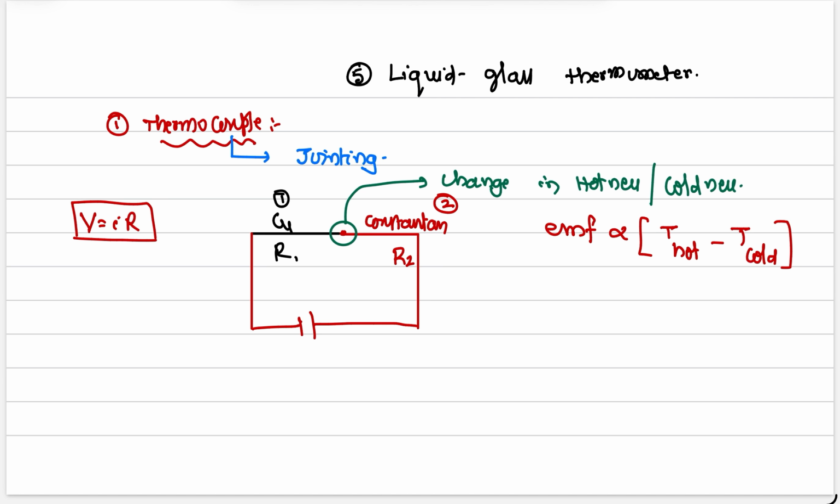This is the principle used in this thermocouple. Thermocouple is a very simple thing. It is a connection of two dissimilar materials having different resistances, and when an EMF is induced, that EMF is directly proportional to T hot minus T cold. EMF produced or EMF induced is T hot minus T cold in this circuit.